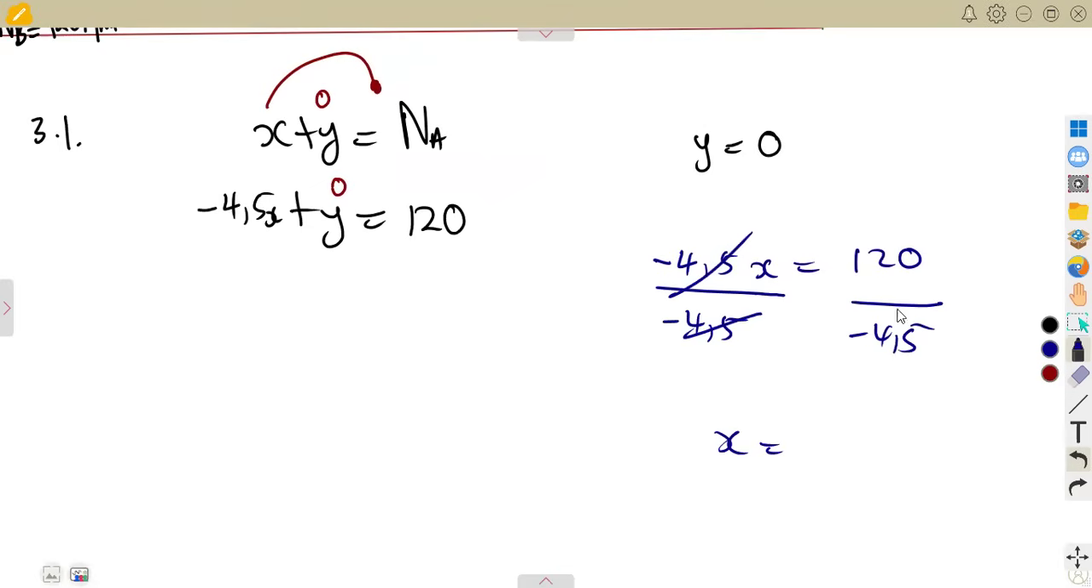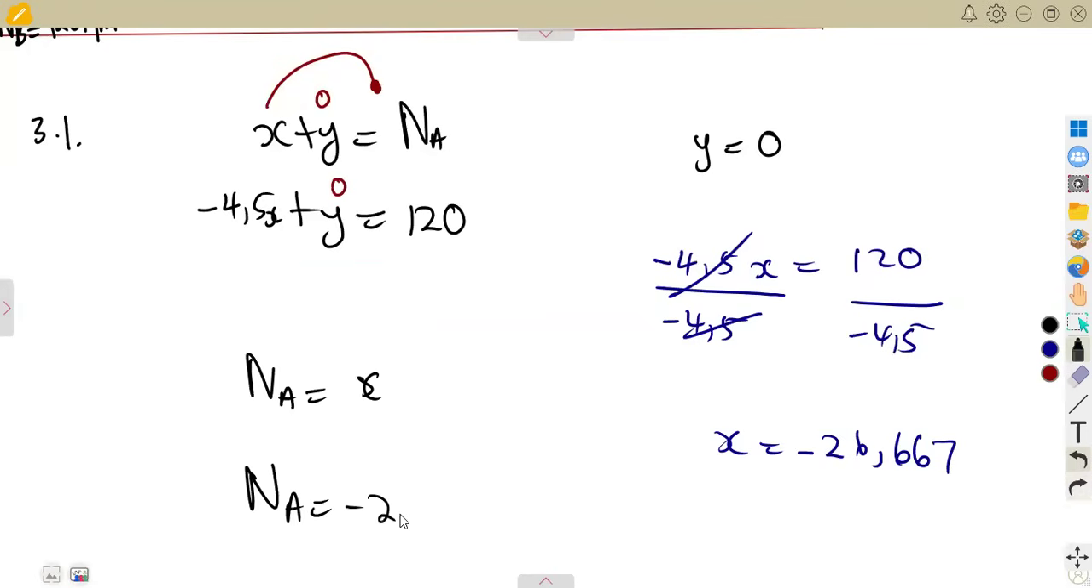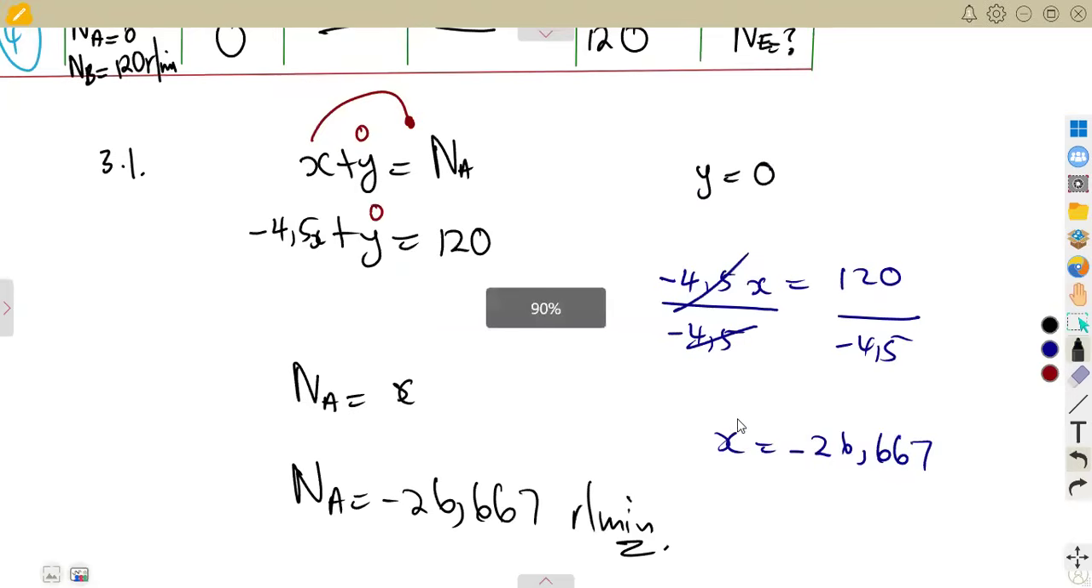120 divided by minus 4,5, we are going to obtain negative 26,667 revs. Okay, this is just x for now. Then, like I said, y is 0 there. So therefore, x is equal to NA, or NA is equal to x, which is the speed of the annulus. So our x was negative 26,667. Since it is a speed, you're going to have this in revs per minute. The negative simply means that there's an anti-clockwise direction that we're talking about. That is why we're having the negative speed. So this is 3.1.